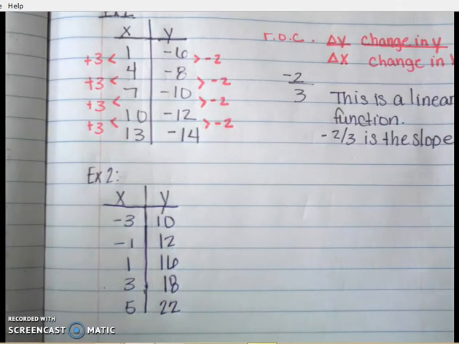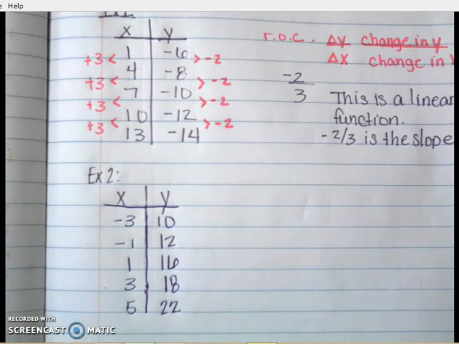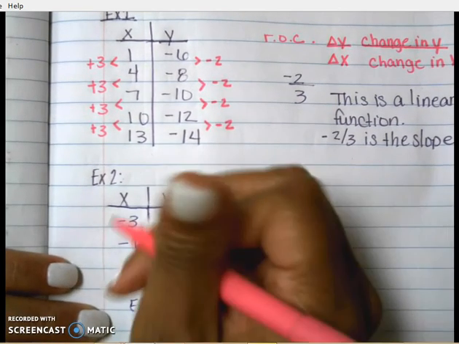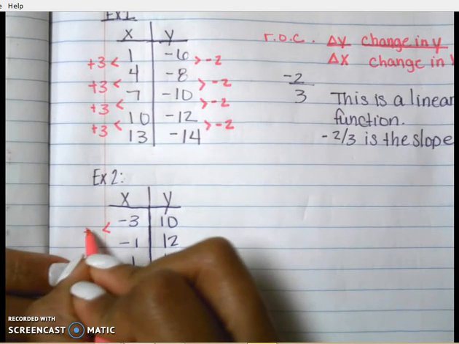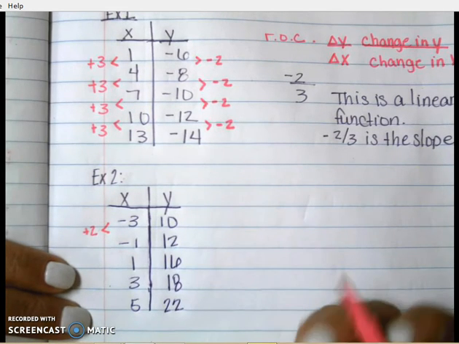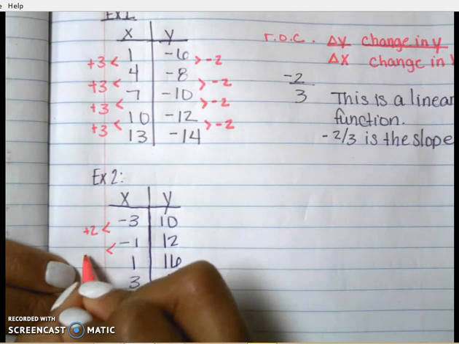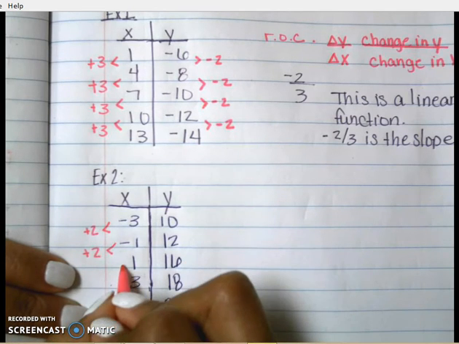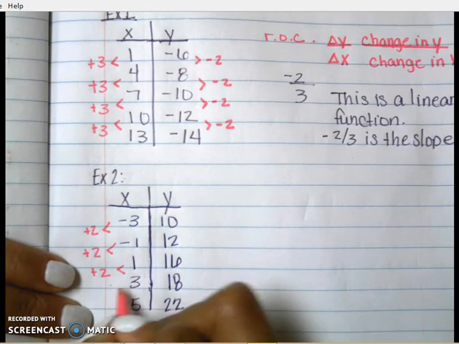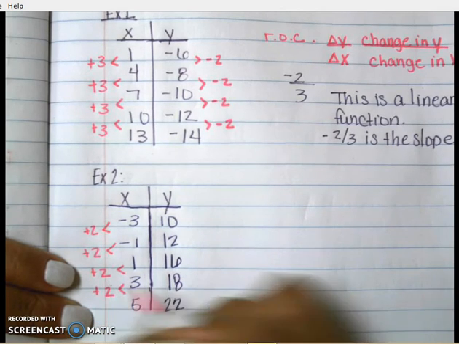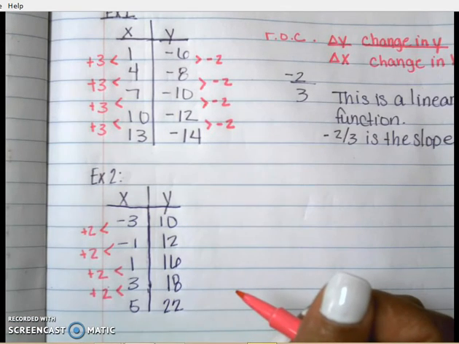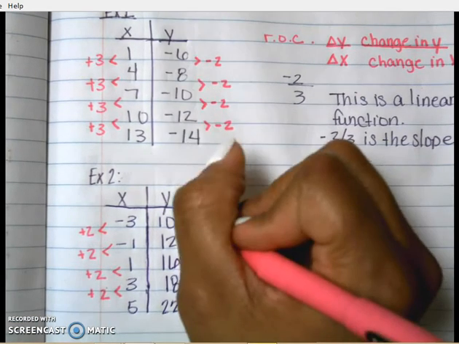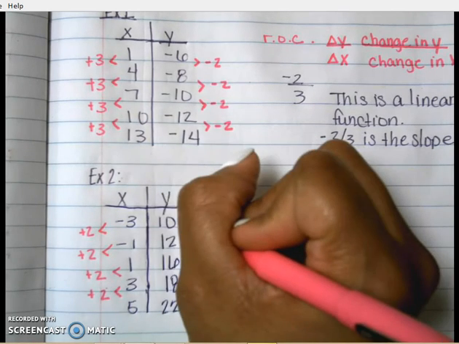Okay, go ahead and pause the video and write down my second table for my example number 2. As you see, my x-axis is, again, from -3 to -1, I'm increasing by 2. From -1 to 1, I'm still increasing by 2. 1 to 3 is going by 2, and 3 to 5. I don't want you to ever assume that it's going to all go the same, so go through the table and check.